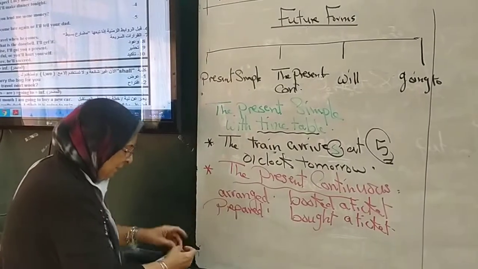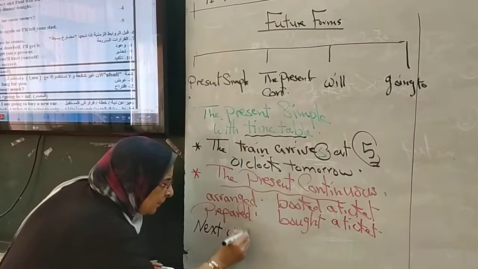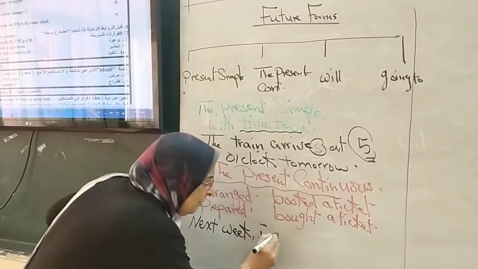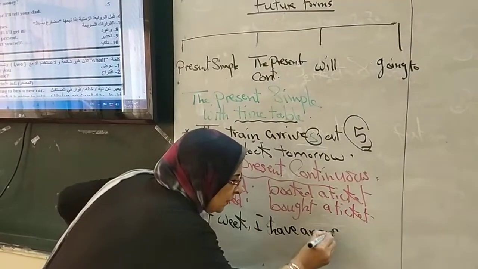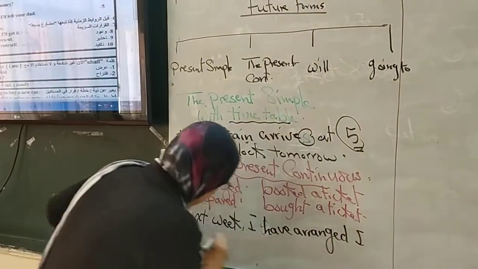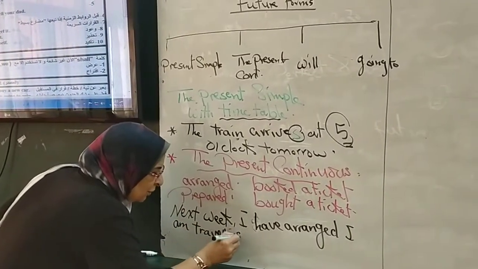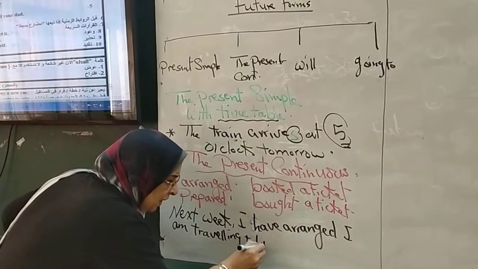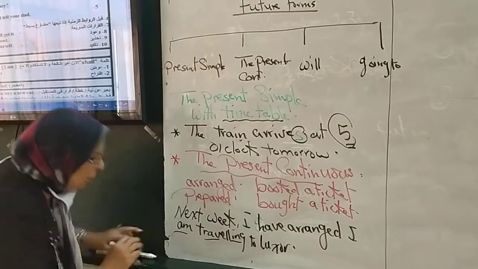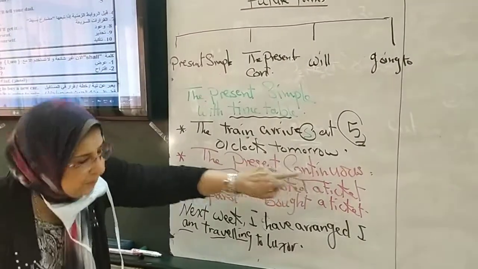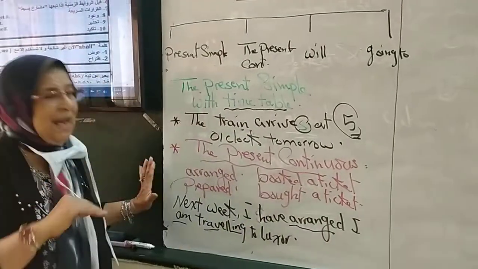When you say, next week, inshallah, I have arranged. Arranged what? I am traveling to Luxor. Here, what did we use? We used I am traveling, which is the present continuous, because you have arranged.